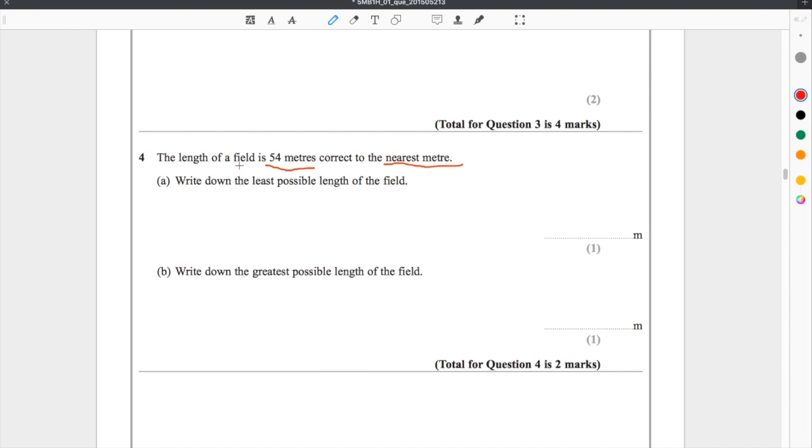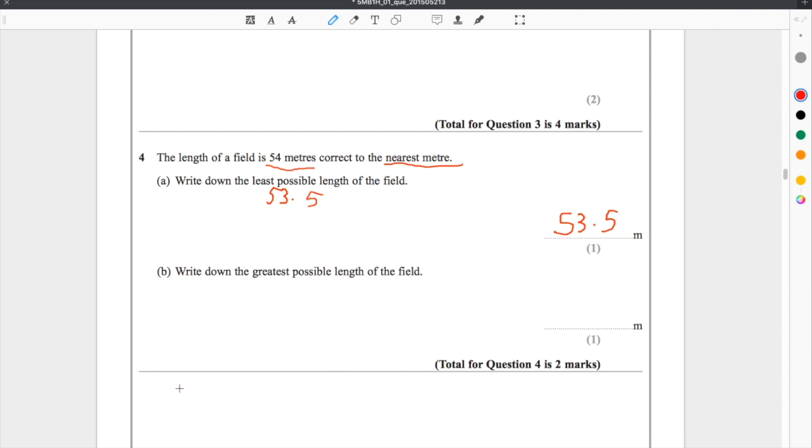All we need to recognise is that if it's rounded to the nearest metre, then the smallest value would be 53.5. Let's just write that out again. The smallest value would be 53.5, and we can round this up to 54, so this is the least possible length of the field, because if we had 53.4, that would round down. Anything less than this would round down. So this is the cut-off point.